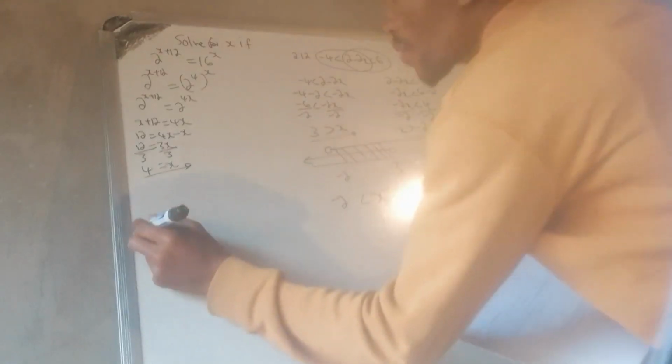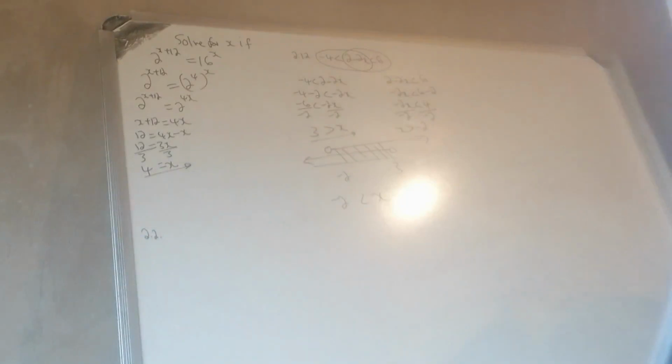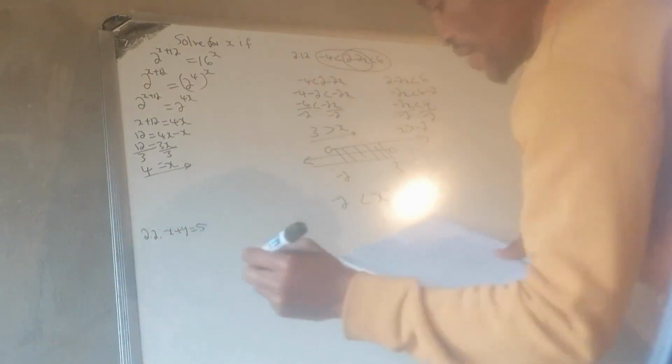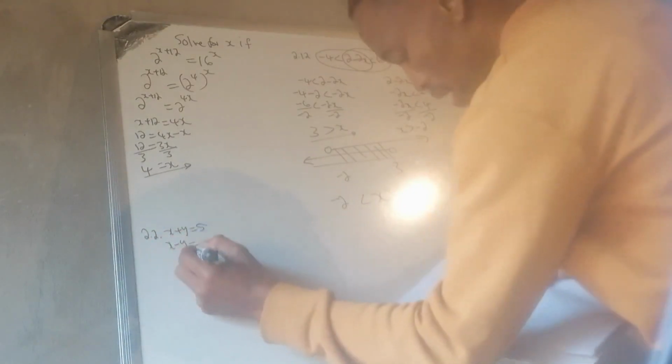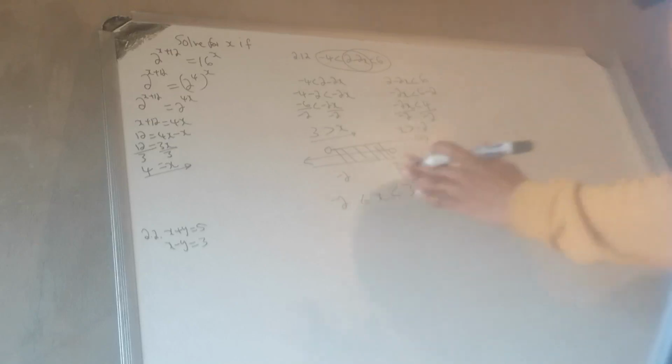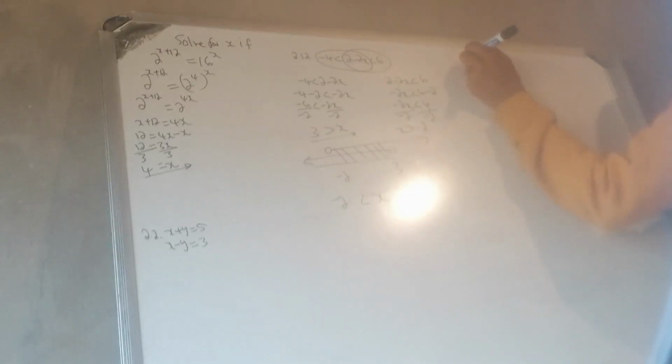2.2. Solve for x and y simultaneously. X plus y equals 5 and x minus y equals 3. How do we solve for x and y simultaneously there? I'm going to copy this to this side. X plus y equals 5 and x minus y equals 3. This will be equation 1 and this will be equation 2.